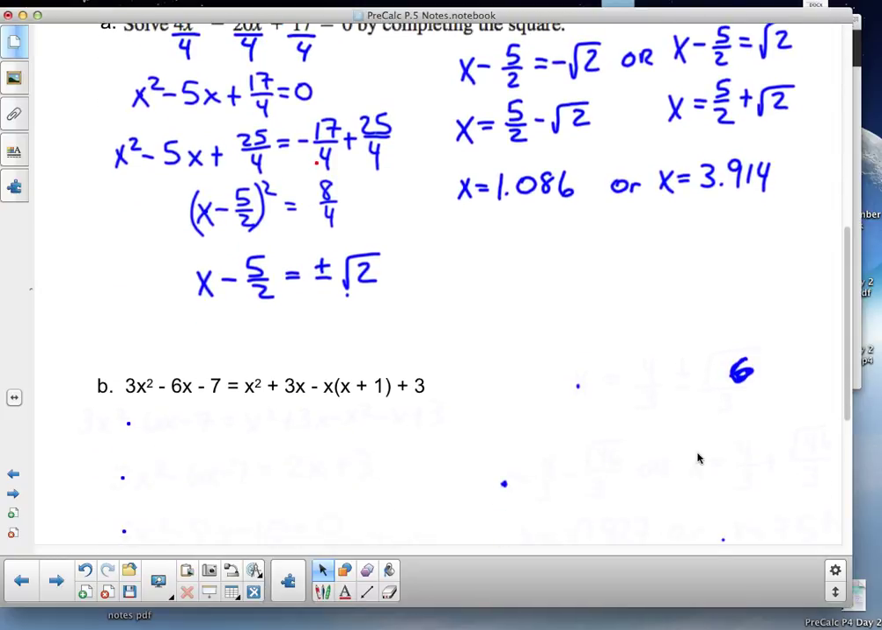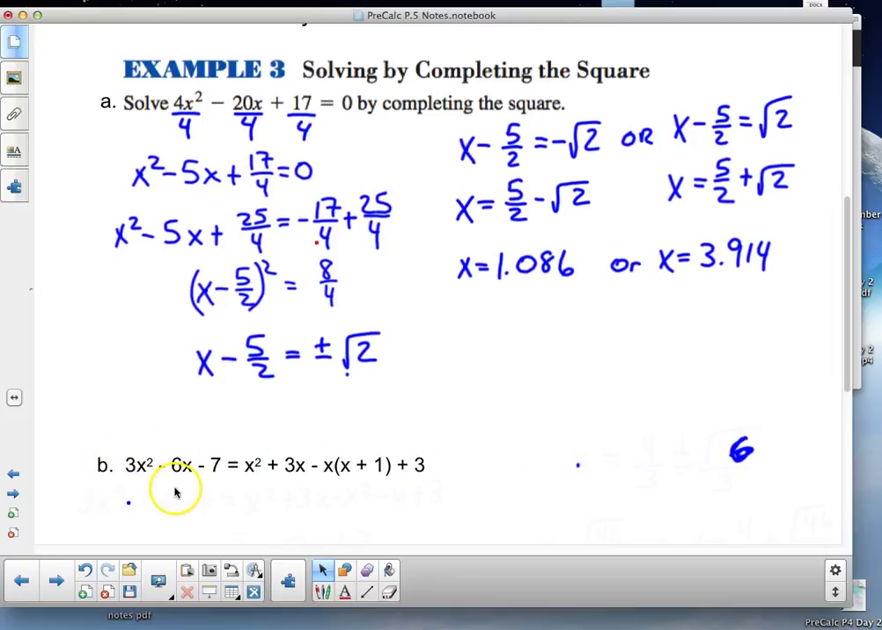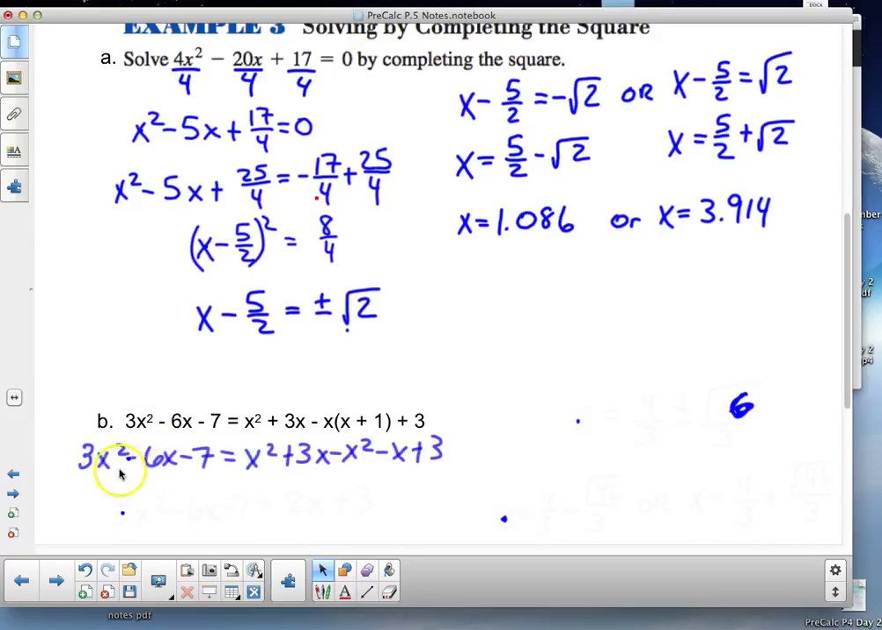Now it's ugly time. Okay. Now, when you see stuff like this, don't freak out. Just slowly combine terms together, multiply, get things together, get everything on one side. Because remember, ultimately, I've got to get everything on one side and see what I've got. So I've got 3x squared minus 6x minus 7, x squared plus 3x minus x squared minus, remember, minus x plus 3.